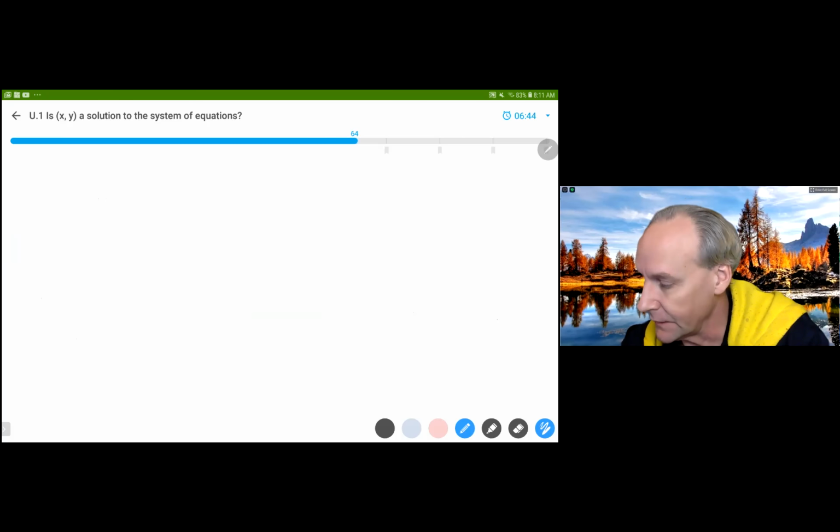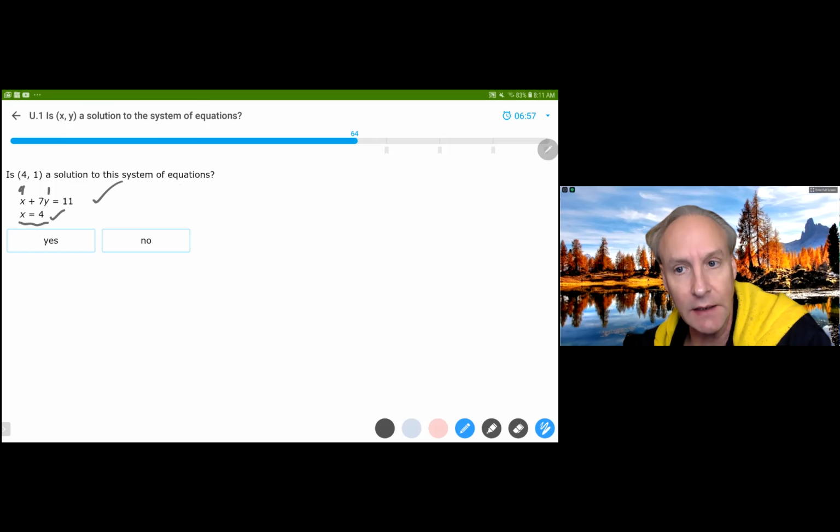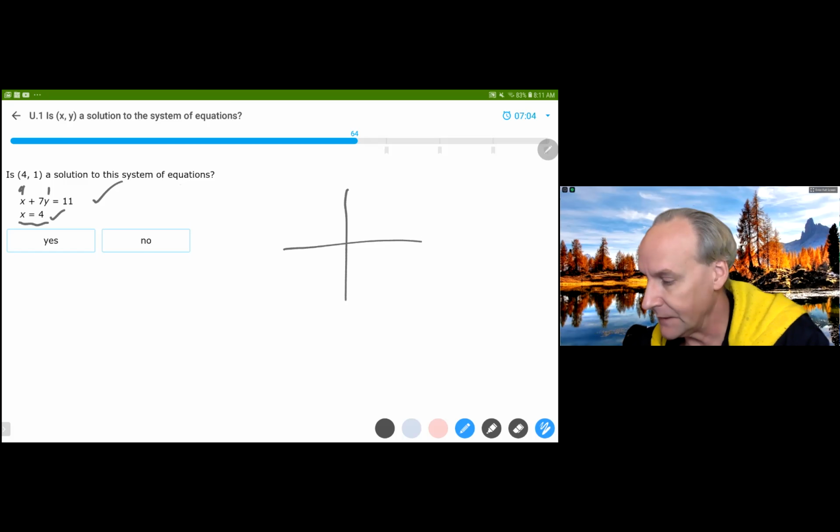And let's take a look at another one. This one, we have a 4 plus 7 is 11, and x is equal to 4. Now, this is, even though x equals 4 is not a function, it can be written as an equation. And in this particular case, we've got the x plus 7, y equals 11, which looks something like this, and x equal to the 4, which is, I don't know, let's see, 4 and 7.